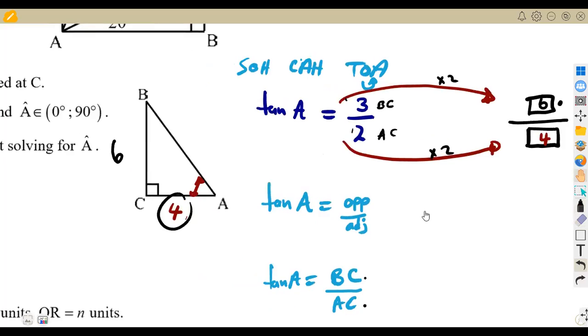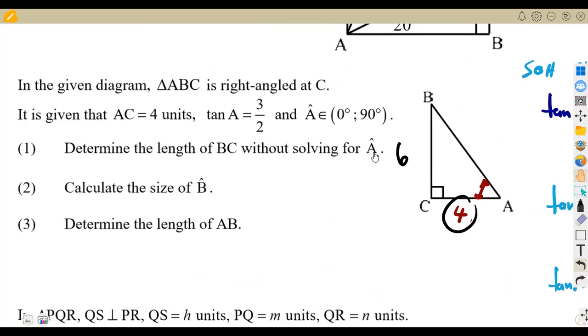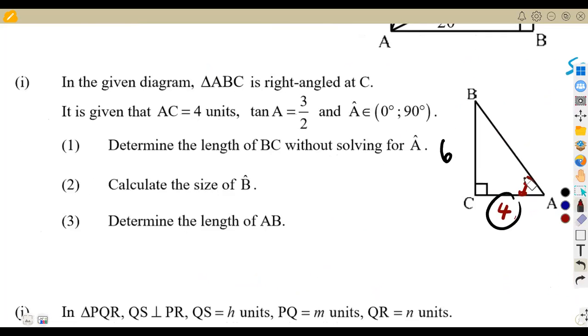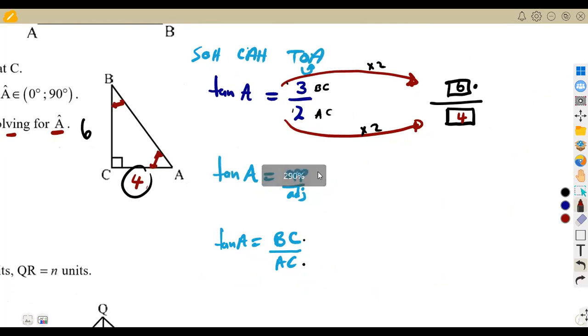So that's why they are saying we can calculate this BC without even finding angle A. That's what they are saying here. Without solving for angle A. They are saying don't solve for angle A, okay? Then after that, calculate the size of angle B. So there are 2 ways to calculate the size of angle B. This is our angle B. They mentioned angle B directly because there's only one angle B. You can find angle A if you want, or you can just leave it like that because there's no need for you to know about angle A.